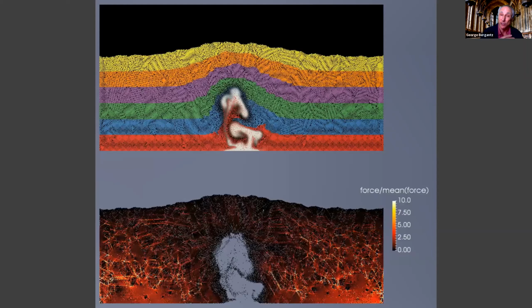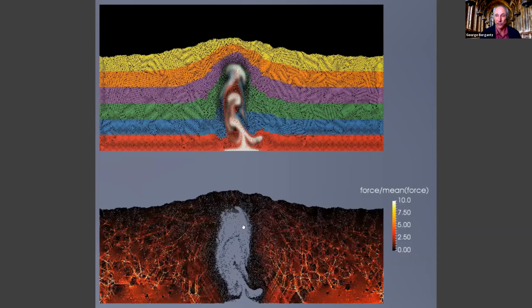Down here, one can see the fluctuating state of the granular media. It's basically completely fluidized here in the middle. We call this the mixing bowl because there are no grain-grain contacts. Hence, there is no force being transmitted between them.